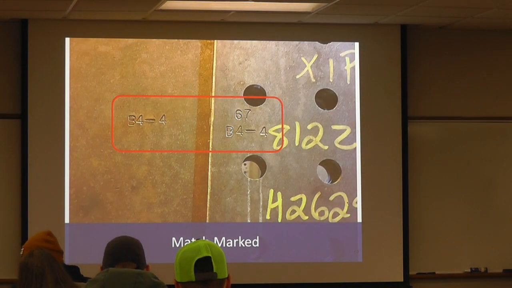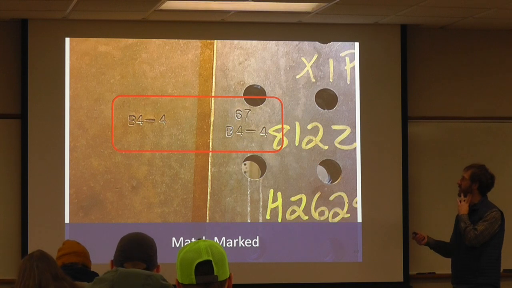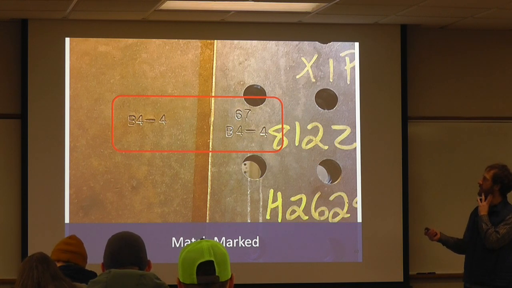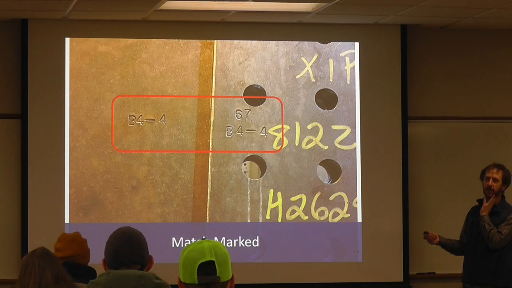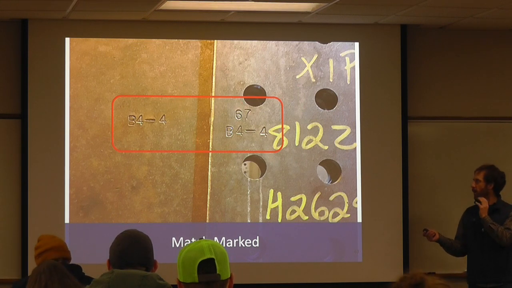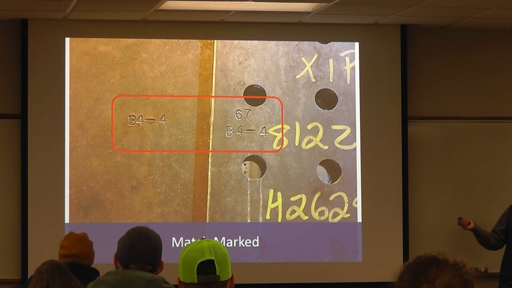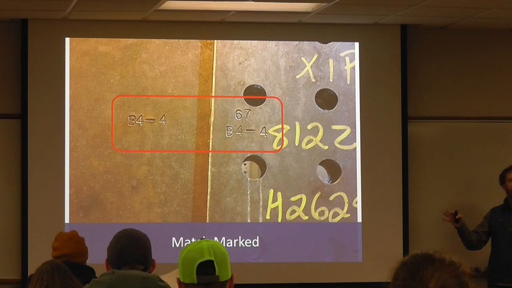Okay. Match marking, I talked a bit about this. You can see you have your splice plate on one side, you have the girder web on the other, and these match. Right? This 67 is just unique to this particular plate. But this is what I was talking about with my example of how they sent the wrong plate out. And how does that happen?